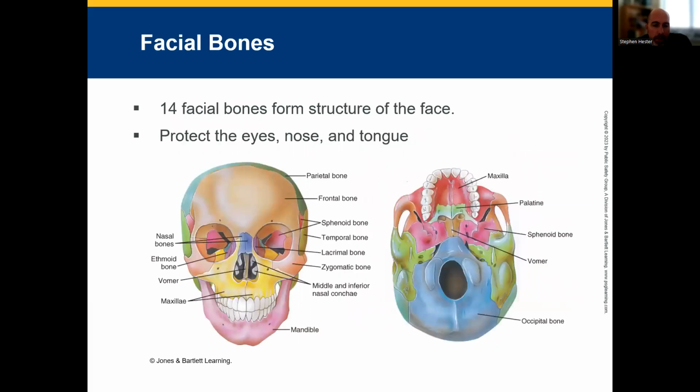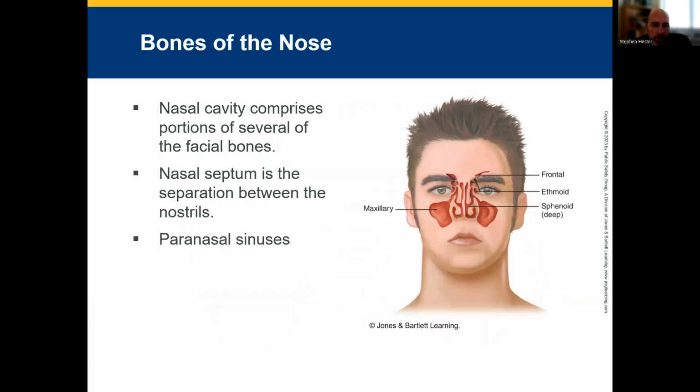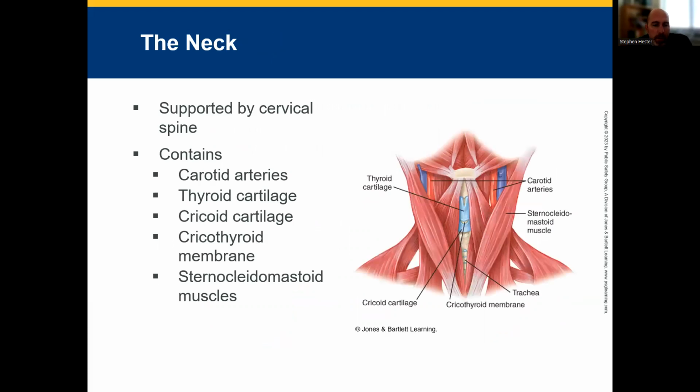All right, here's all of the names of the facial bones. And then the bones of the orbit itself. All right, the bones of the nose, the mandible and temporomandibular joints, okay? And then the bones that help support the neck, okay? A lot of vessels in here, arteries, cartilages, veins, a lot of large vessels in here.